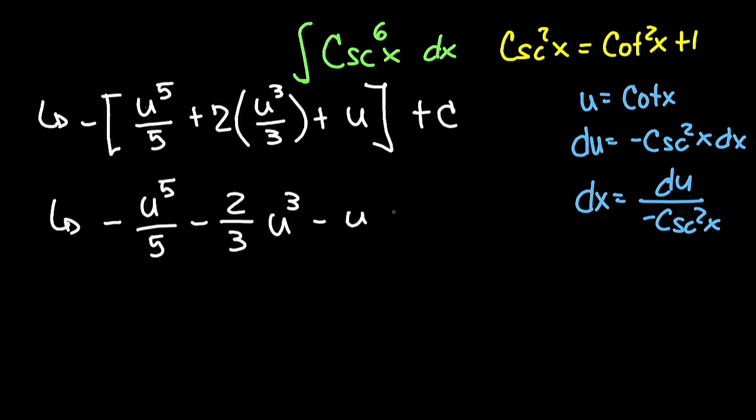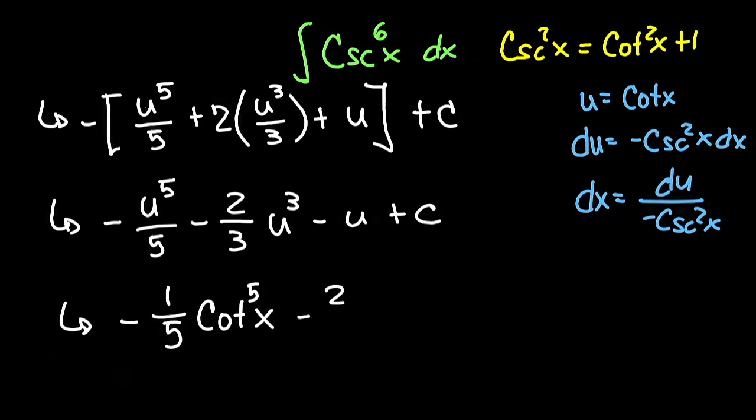Minus u plus c. And so your final answer would be consisting of putting u back into its original form, which is cotangent of x. And so your final answer would be negative 1/5 multiplied by cotangent to the power of 5 of x, I just put u in like this part, minus 2/3 multiplied by cotangent to the power of 3 of x minus cotangent of x plus c.